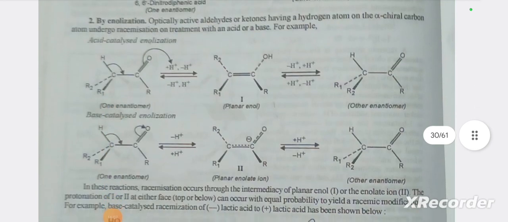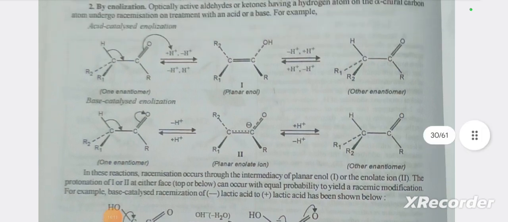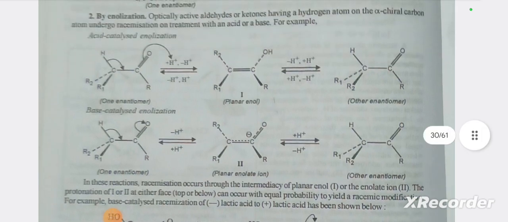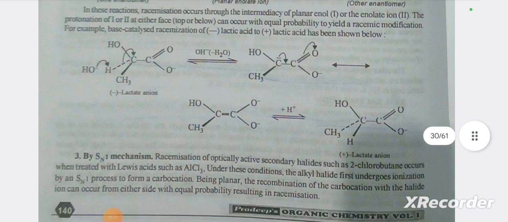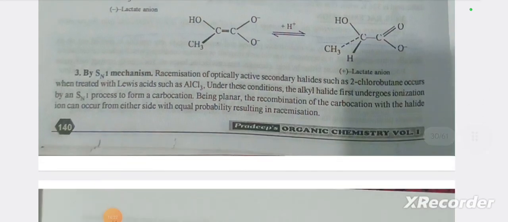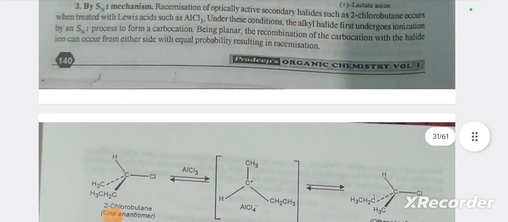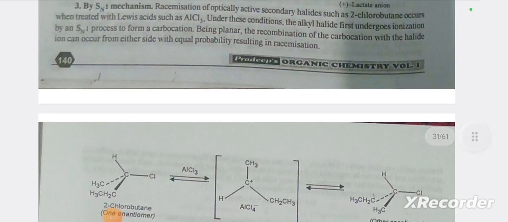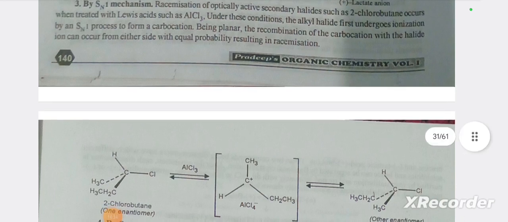By enolization: optically active aldehydes or ketones having a hydrogen atom on the alpha chiral carbon atom undergo racemization on treatment with acid or base, as shown. By SN1 mechanism: racemization of optically active secondary halides such as 2-chlorobutane occurs when treated with a Lewis acid such as AlCl3. Under these conditions, the alkyl halide first undergoes ionization by the SN1 process to form a carbocation.